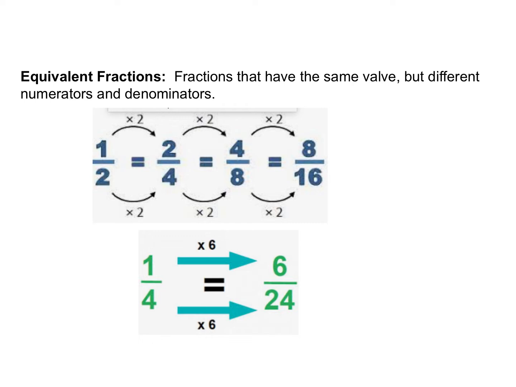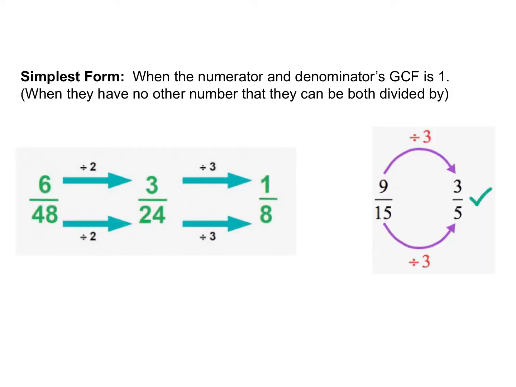And we can find equivalent fractions by either multiplying or dividing the numerator and denominator by the same number. So for example, going from 1/2 to 2/4, we're multiplying numerator and denominator both by 2, so they're equivalent. And here we're multiplying both of them by 6, so then it keeps it equivalent.